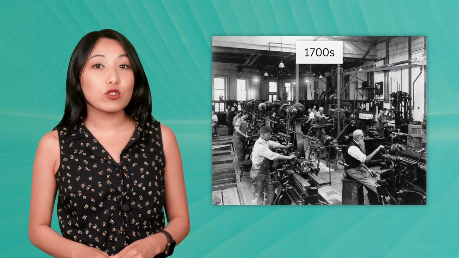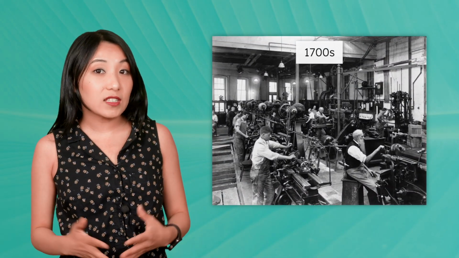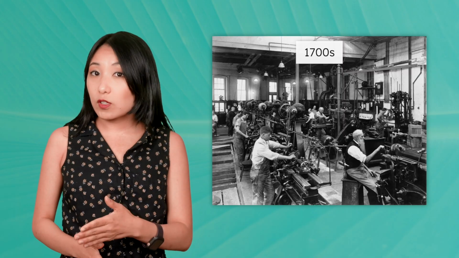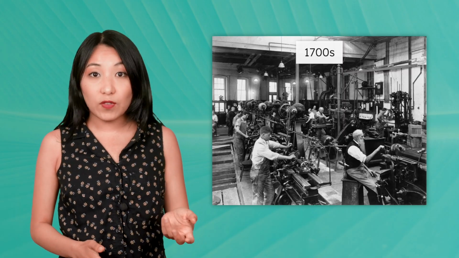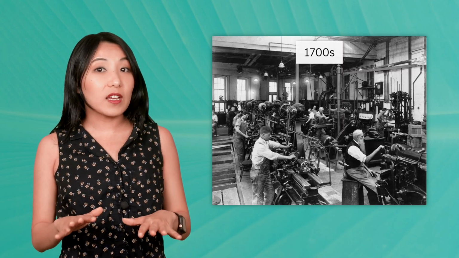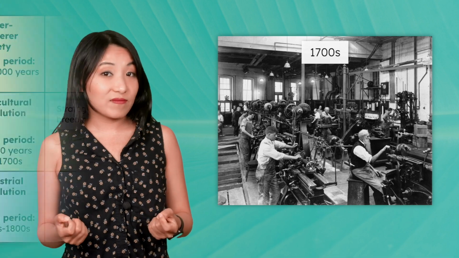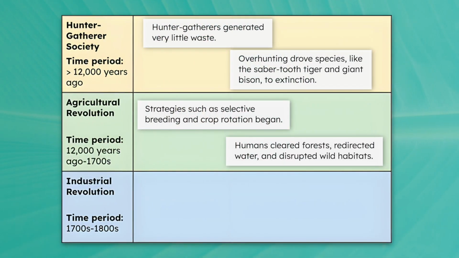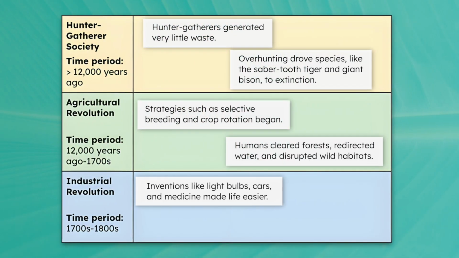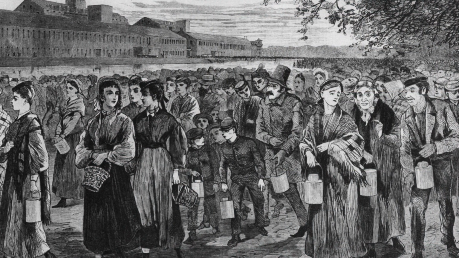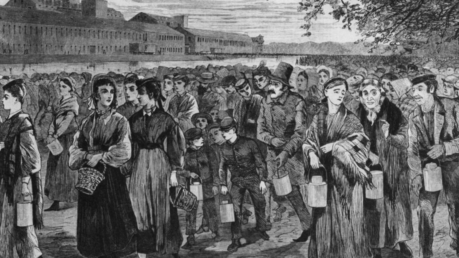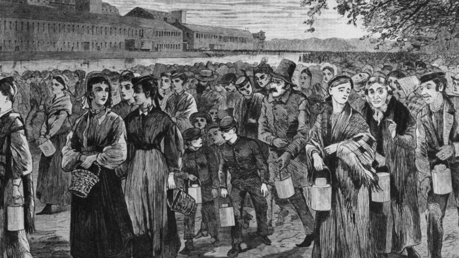Fast forward to the 1700s, when the Industrial Revolution changed how we used energy and technology. We discovered fossil fuels, powered machines, built factories, and transformed farmland into cities. Thanks to the Industrial Revolution, technological inventions like light bulbs, cars, and medicine made life easier. As human populations gathered in cities, more people could access services like healthcare and public transportation.